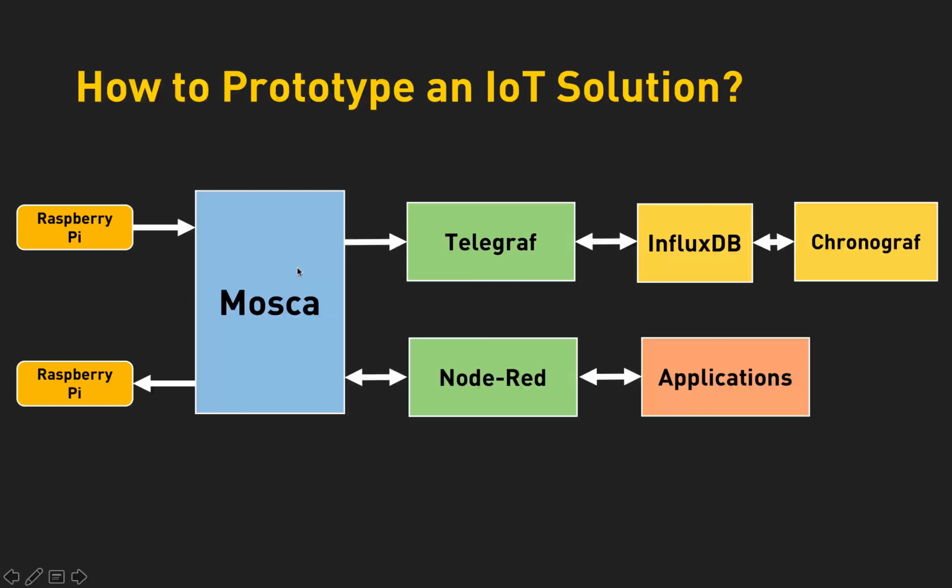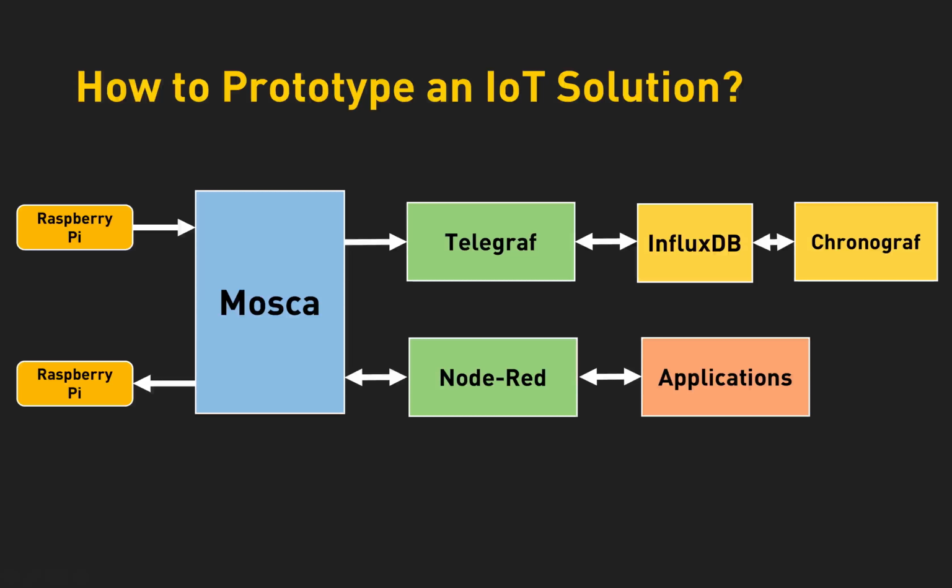Now those two devices are connected to an open source MQTT broker called Mosca. Mosca is written in Node.js and a wonderful developer called Matteo has built it. It is available on GitHub and it's also packaged as a Docker image. So we use Mosca as the MQTT broker for connecting our Raspberry Pis acting as publisher and subscriber.